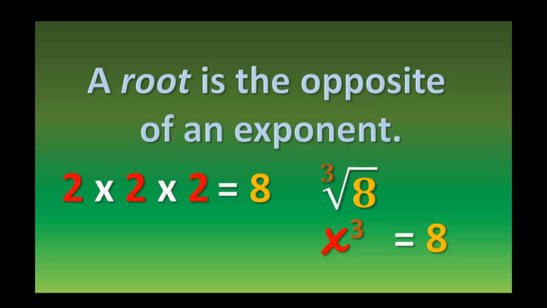2 times 2 is 4, times 2 is 8. So if we multiply the number 2 by itself 3 times, in other words, if we do 2 to the third power, we get 8. Therefore, the third root of 8 is 2, because 2 to the third power gives us the result 8. Whatever number you raise to the third power and you end up with the result 8, that's your answer. And in this case, because 2 times 2 times 2 is 8, the answer to the cube root, the other name for this, the cube root of 8 is 2.